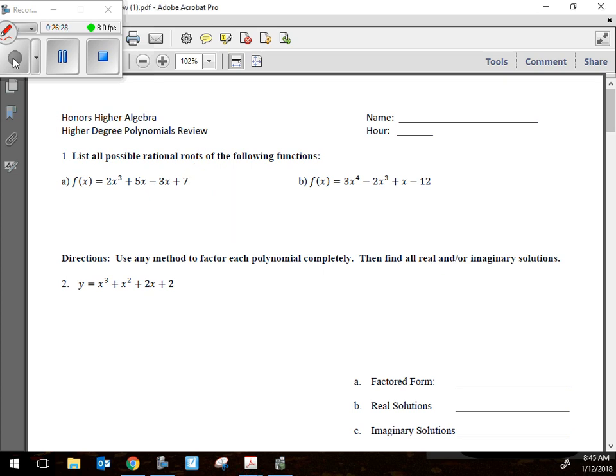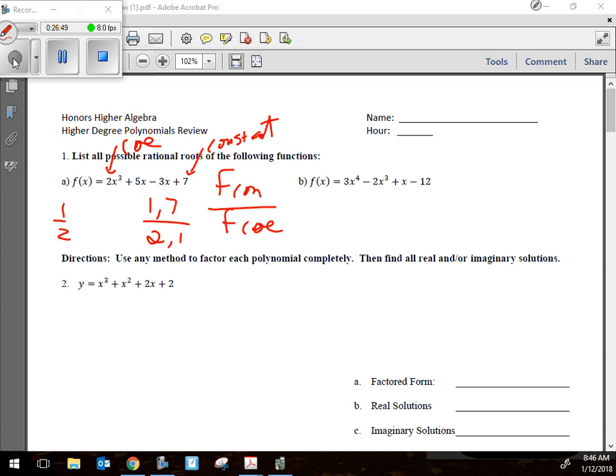That's the constant. This is the lead coefficient. What are the factors of the constant? 1 and 7. What are the factors of the coefficient? 2 and 1. And then I have to divide everything by everything. The tops have to be divided by the bottoms. So 1 divided by 2, 1 divided by 1, which is the same as 1, 7 divided by 2, and 7 divided by 1. And then don't forget to put plus and minus of all of them. Once you do that for part B, there'll be a big list because 12 has a whole bunch of factors.